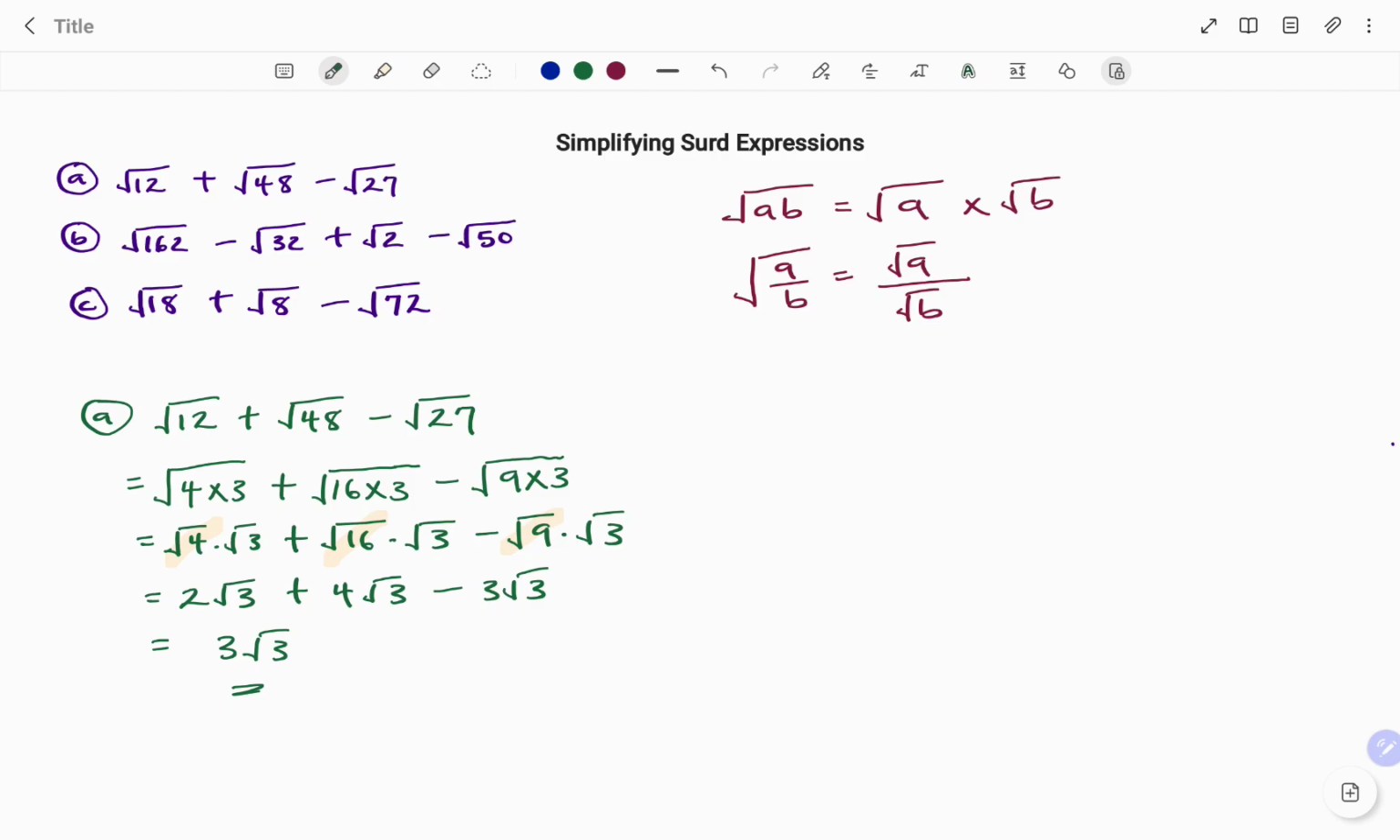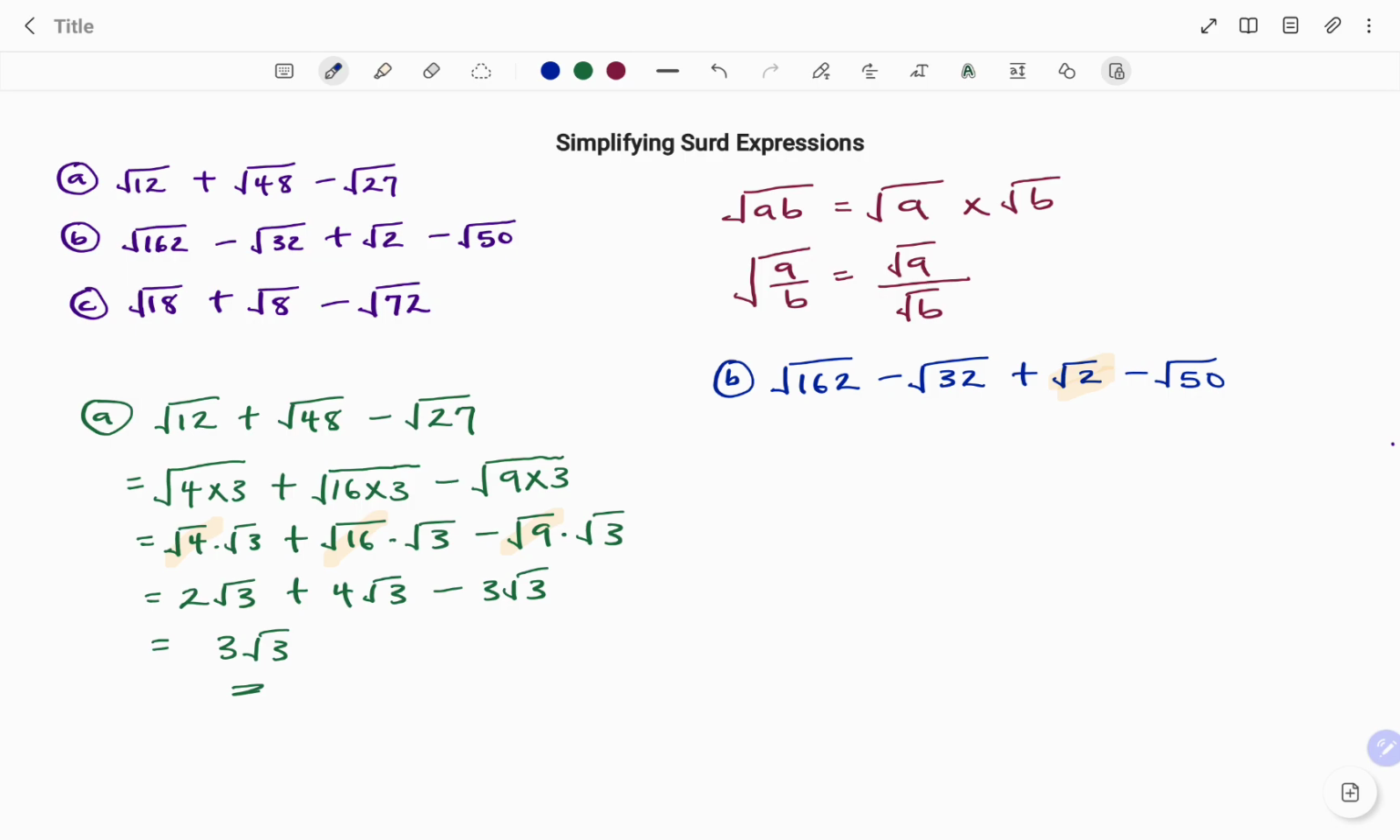For B, we have root 162 minus root 32 plus root 2 minus root 50. Like we did in the first example, we have to rewrite each root as a product of one of its factor pairs, making sure that at least one of the factors is a perfect square. In this example, we can use root 2 as a guide, because root 2 is already an irrational number, so we're going to leave it as it is.